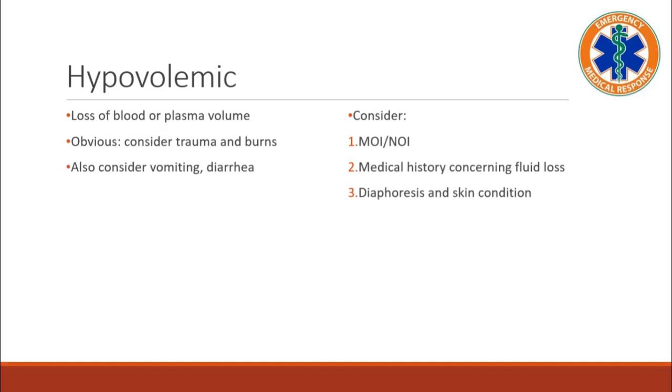So some considerations for this: think about the mechanism of injury or the nature of illness. Consider whether or not it could be causing shock. Think about a medical history concerning fluid loss with the vomiting, diarrhea, as we mentioned. And then also, as with most of these, we'll be looking for diaphoresis, pale skin, cool and clammy.